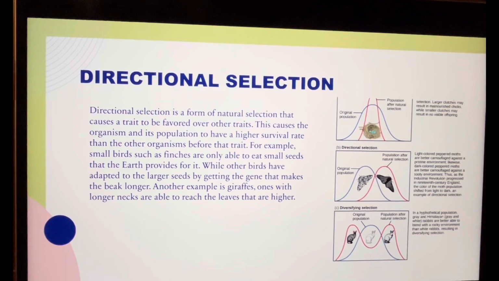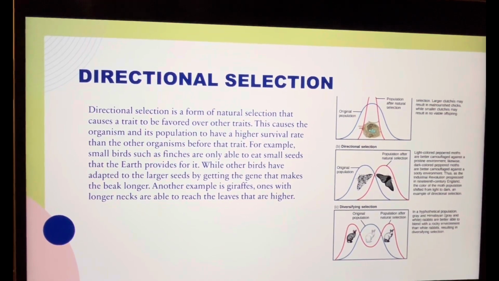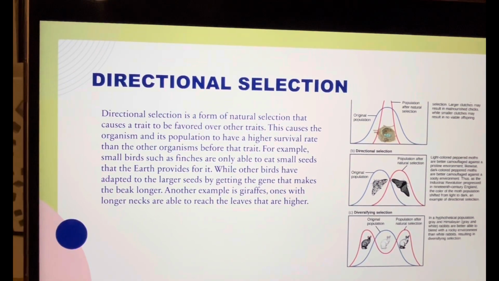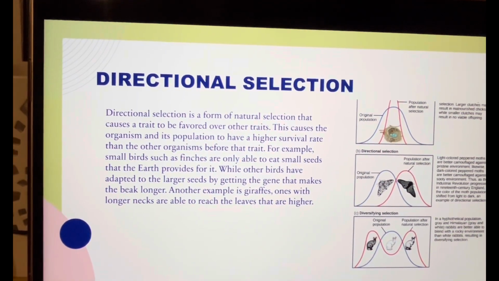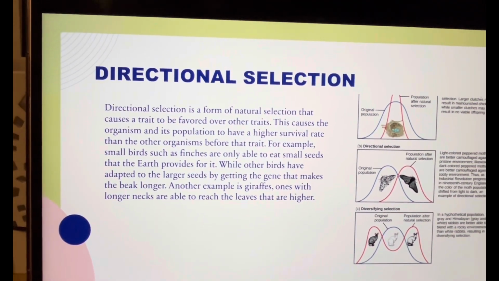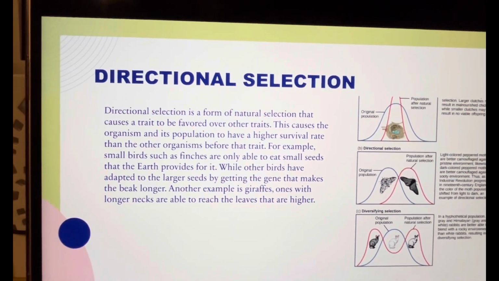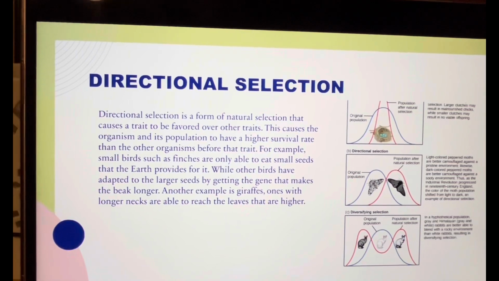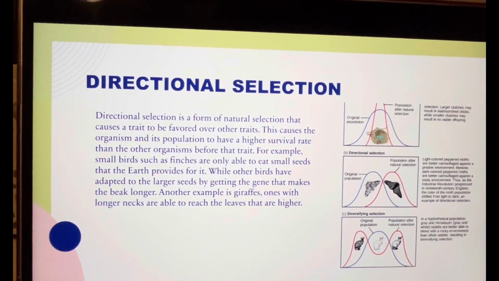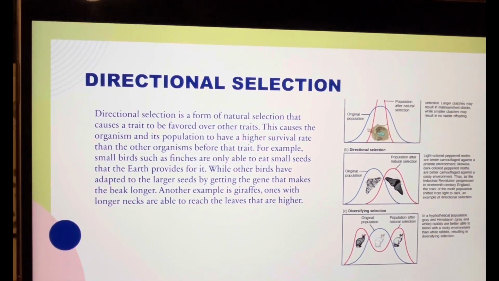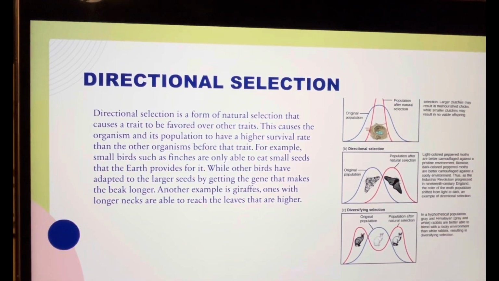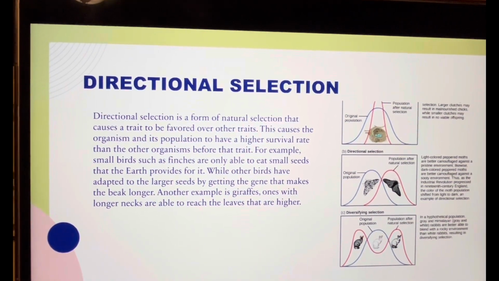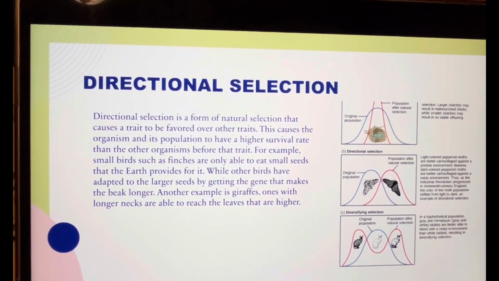Directional selection is another form of natural selection that causes an extreme trait to be favored over others. This causes the organisms in the population to have a higher survival rate than the ones before that specific trait was introduced. For example, small birds such as finches are only able to eat small seeds that the earth provides, while other birds have adapted to the larger seeds by getting the gene that makes the beak longer. Another example is giraffes.